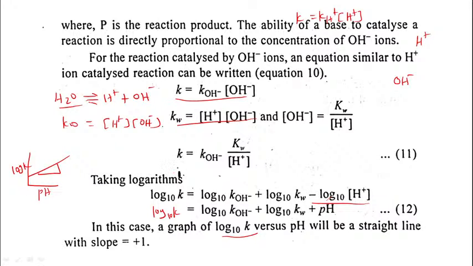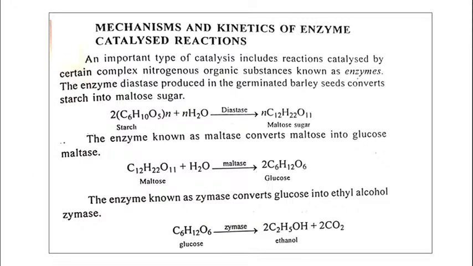So similarly, we can derive the equation for base catalyzed reaction. It means that the K value will increase as pH increases. And in the previous case, the K value decreases as pH increases. So this is about base catalyzed reaction and acid catalyzed reaction. Then let us see the mechanism and kinetics of enzyme catalyzed reactions.